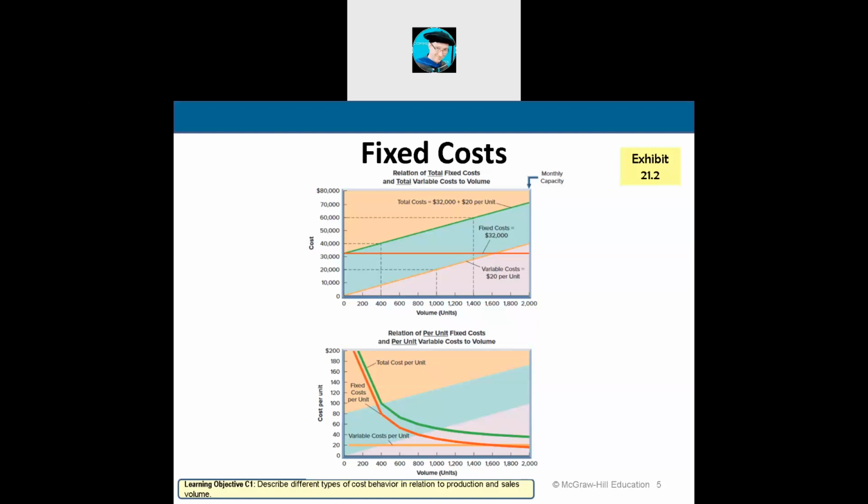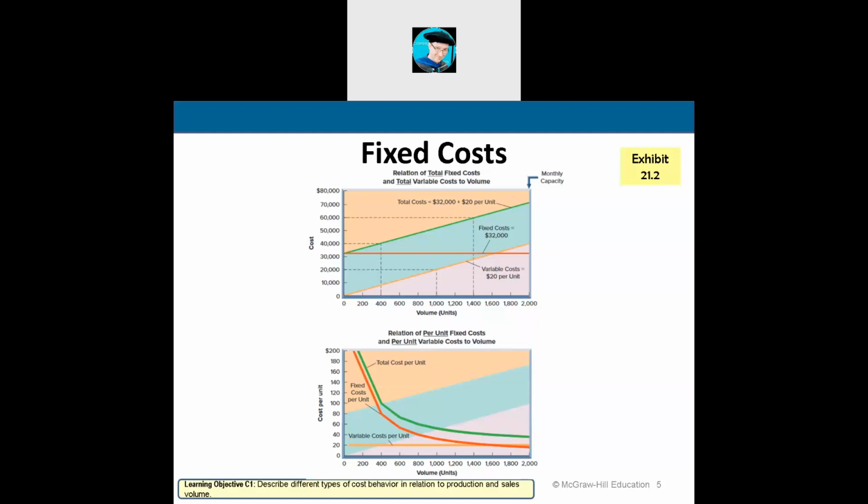It doesn't matter if I sell 10,000 units or 4 units. My manager's salary's the same. I still got to pay my manager. Okay, it's a fixed cost. These are examples of fixed costs, right? Fixed costs do not change regardless of the level of output. That's what fixed means. Variable costs, on the other hand, change with the level of output.